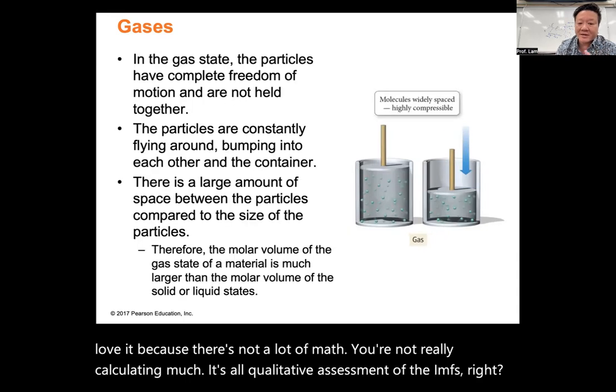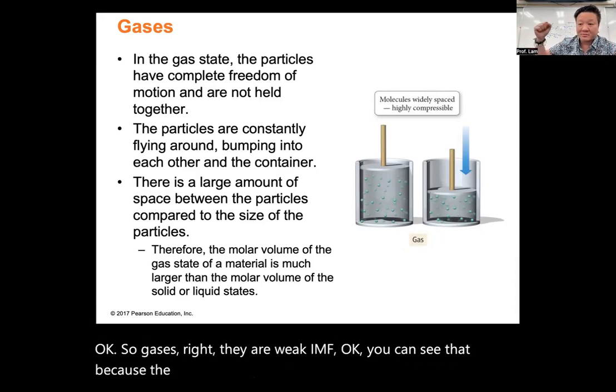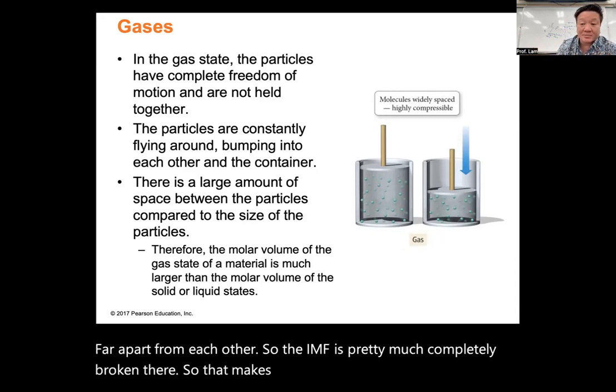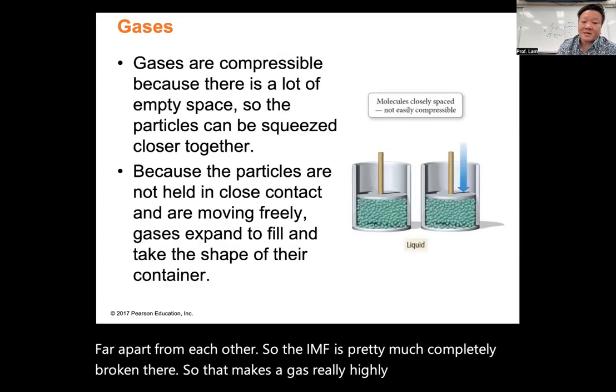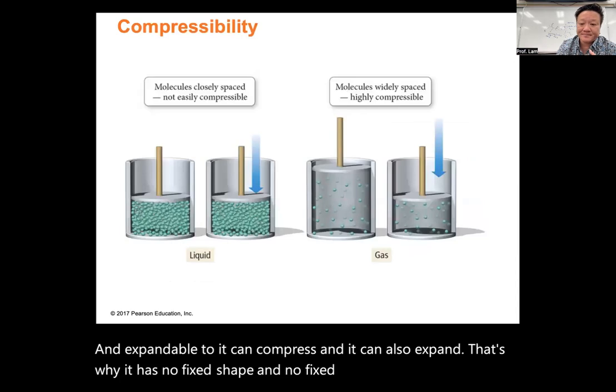Okay, so gases. They have weak IMFs. You can see that because the gas particles are far apart from each other, so the IMF is pretty much completely broken there. That makes a gas highly compressible, and expandable too. It can compress and it can also expand. That's why it has no fixed shape and no fixed volume.